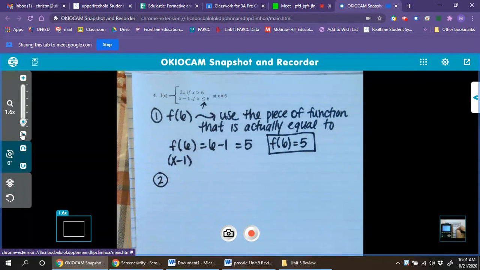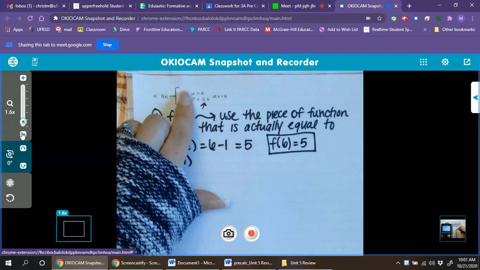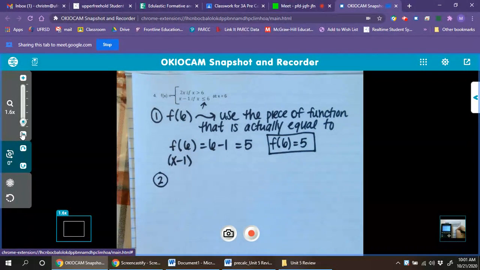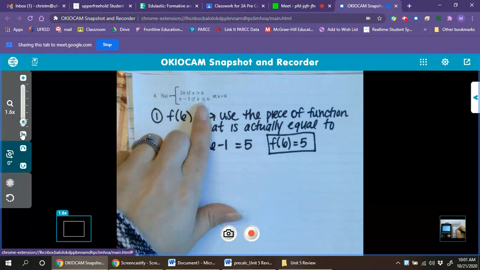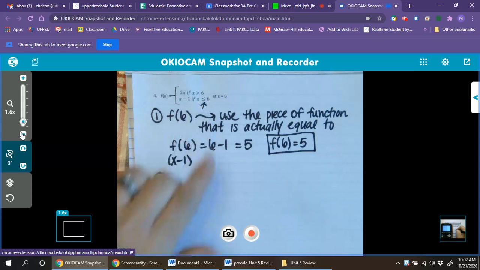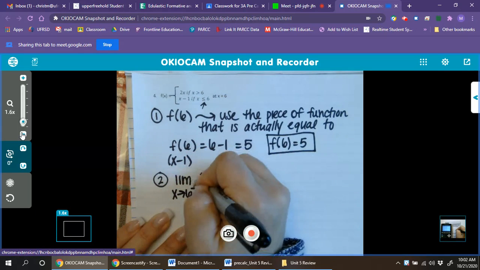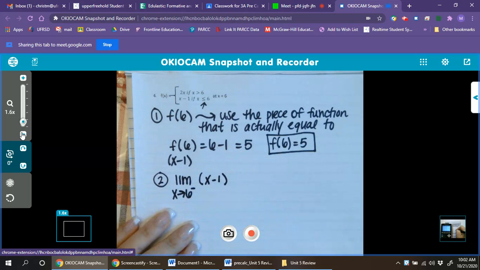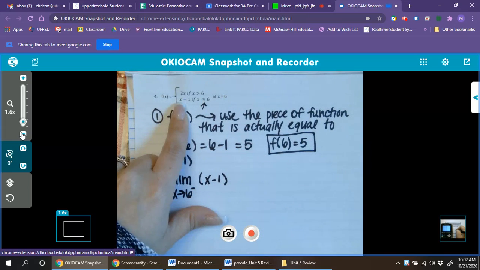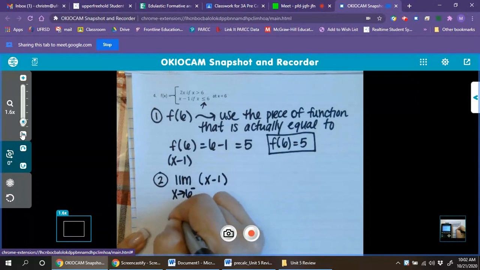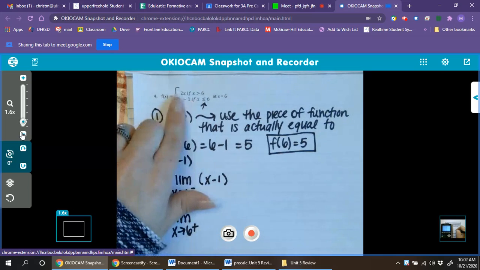To do the limit for piecewise, you have to use both equations because one of them is the limit from the left and the other one is the limit from the right. So the one that says less than is going to be the limit from the left. So x minus 1 would be the equation we use to come in from the left. The greater than is going to be the limit from the right. So the one that says greater is 2x.